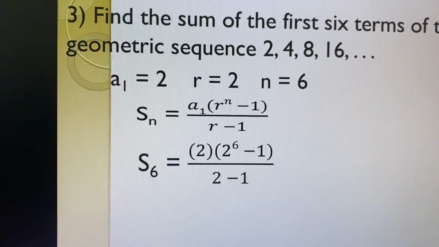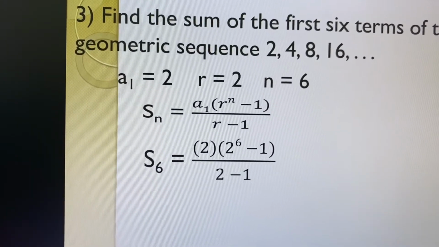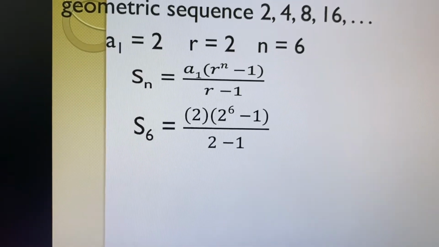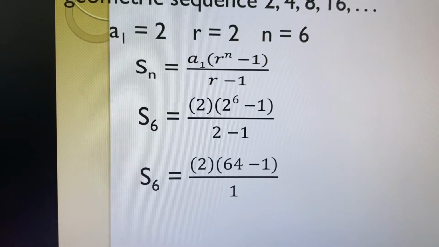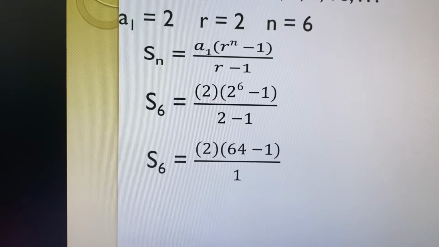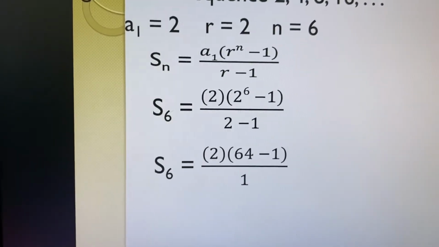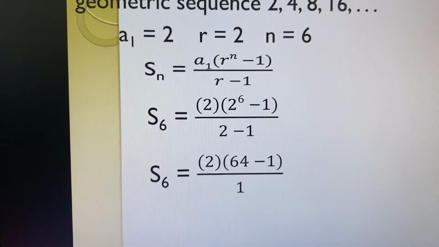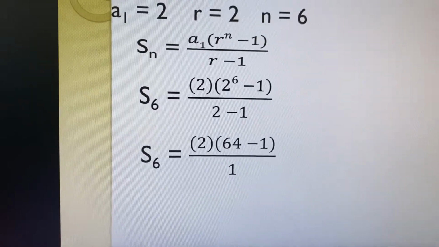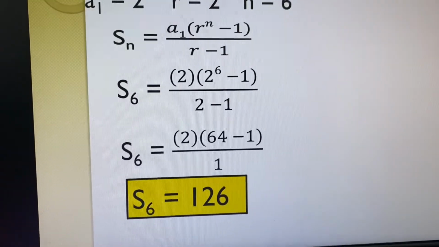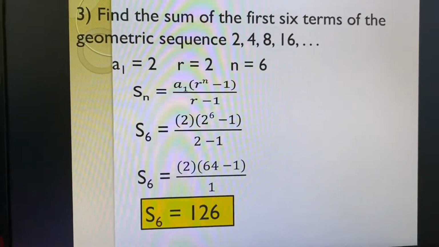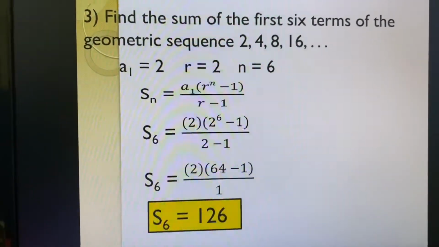S sub 6 equals 2 times quantity 2 raised to 6 minus 1 all over 2 minus 1. Then S sub 6 equals 2 times 64, because 2 raised to the 6th power means you will multiply 2 six times. So the result is 64 minus 1 all over 1. Simplifying this, we have now S sub 6 equals 126. So that is the answer for number 3.